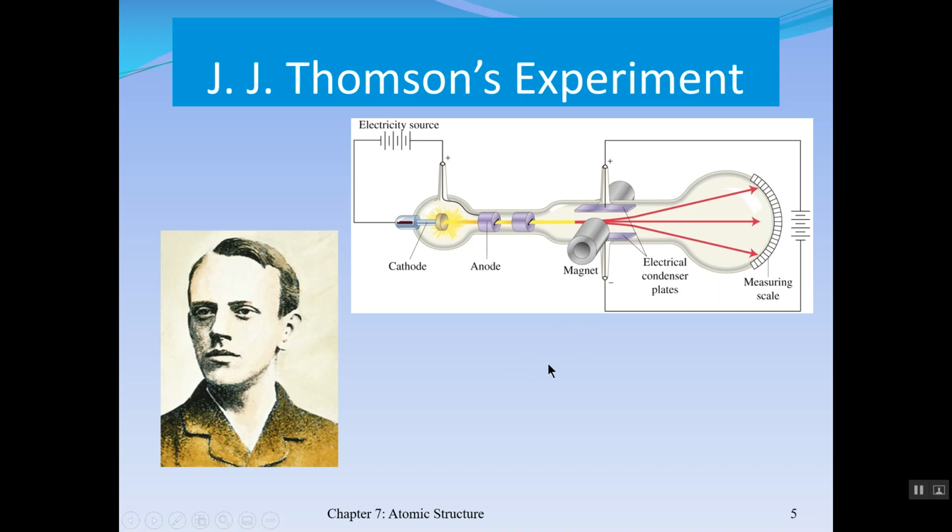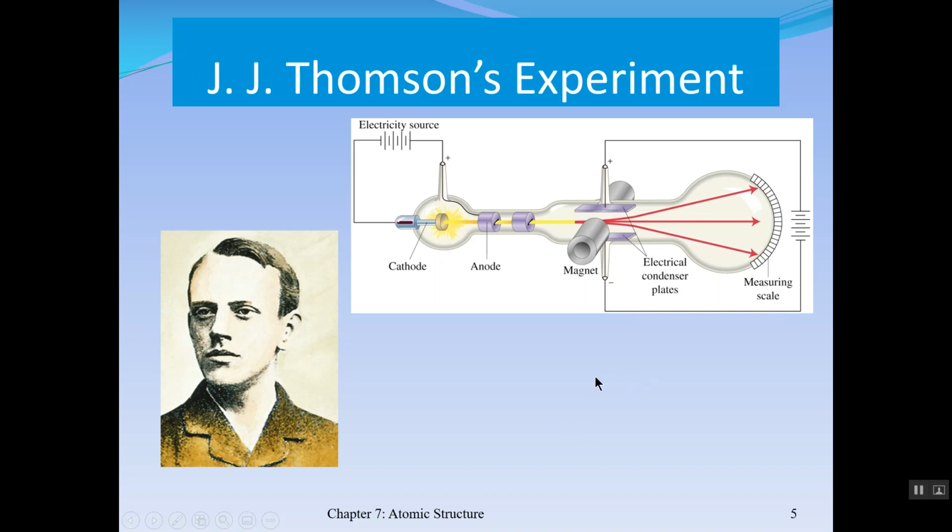Now, let me explain what is happening in this region. In this region, you have two powerful magnets here, and you have two plates here, which are themselves connected to an electricity source. So here we have a cathode and an anode, or actually the negative electrode is the cathode, and this is the anode.